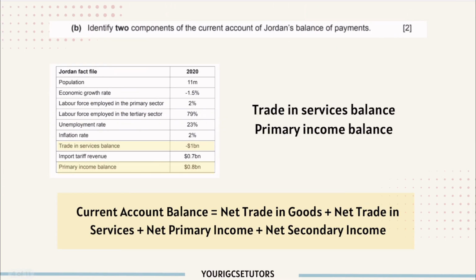B. Identify two components of the current account of Jordan's balance of payments. So, as you know, current account, you need to refer to this formula. Current account balance equals to net trade in goods plus net trade in services plus net primary income plus net secondary income. So, in the data above, you can see that there are two components given, which is trade in services balance and primary income balance, which is all here, and here.